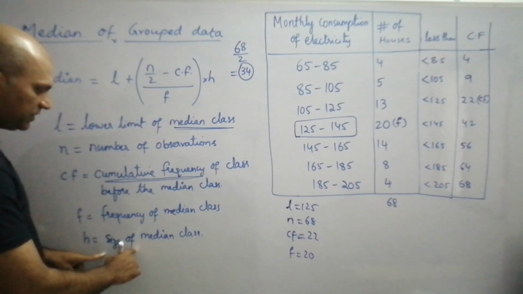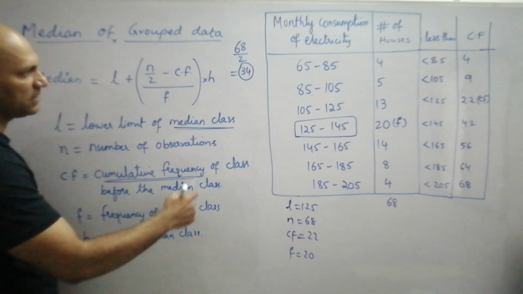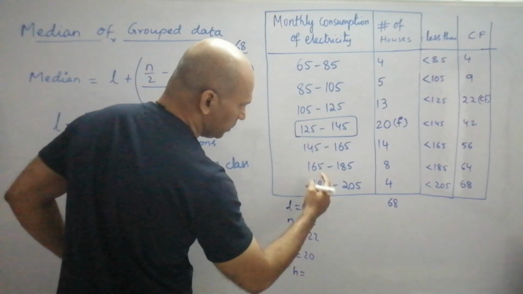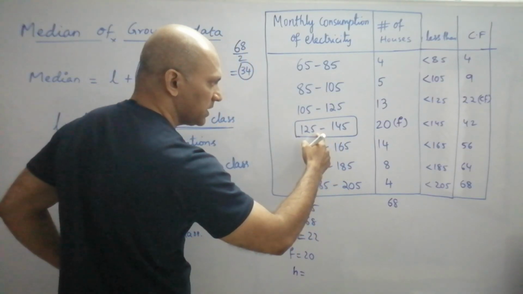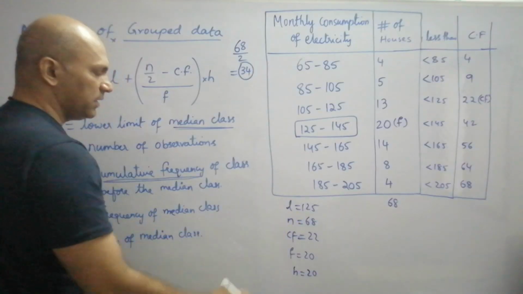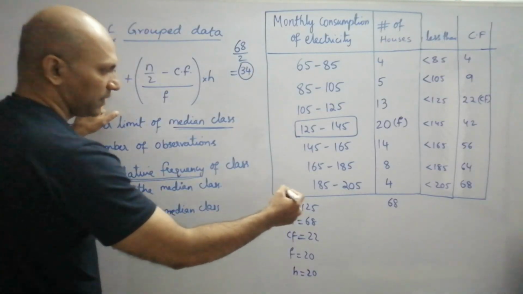Finally we have H, the size of the median class. Median class size is equal to how much? H is equal to 145 minus 125, so it is equal to 20. Let us substitute these numbers in the formula.